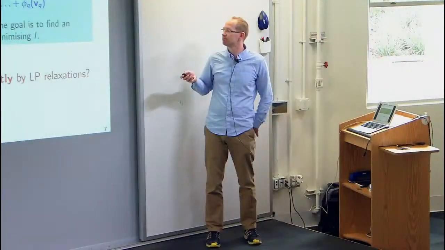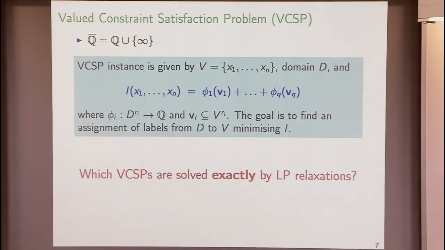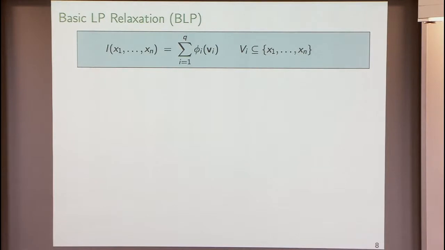So the question is, which VCSPs are solved exactly by linear program relaxations? What do I mean by linear program relaxations? Let me give you a definition. This is, again, the objective function we want to minimize. And there's a natural way to write a linear program relaxation, so natural that everyone came up with the same one in independent papers. It's called the basic LP relaxation, or the standard, or the natural, and so on.